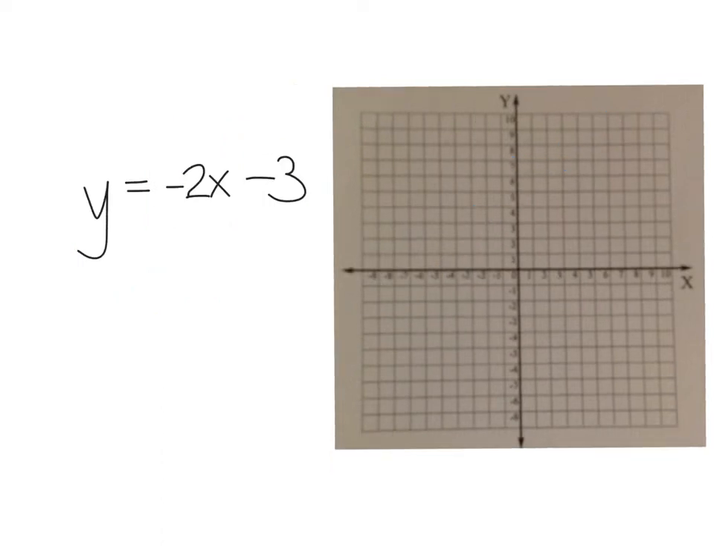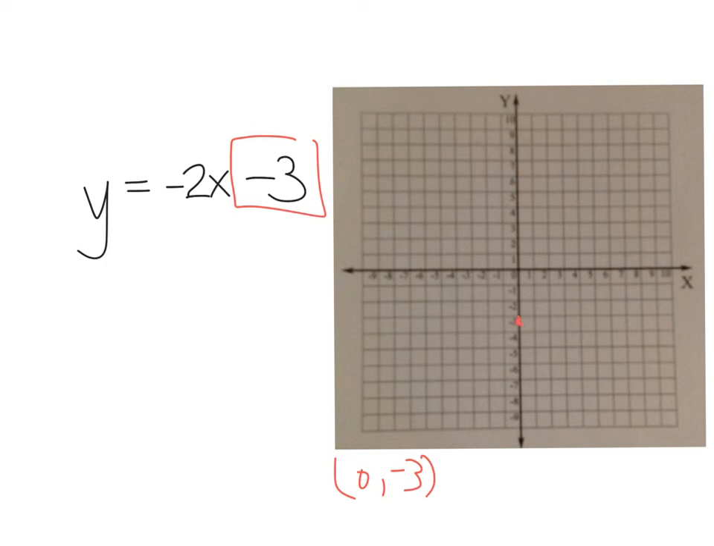So just as another example here, I have y is equal to negative 2x minus 3. My first point I should be graphing is this part here. When x is 0, y is negative 3, because that is the y-intercept. So x is 0, y is negative 3.